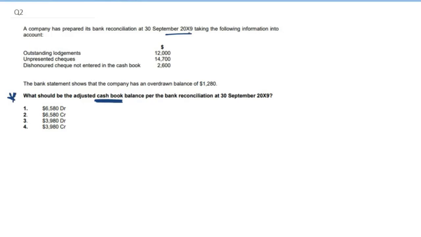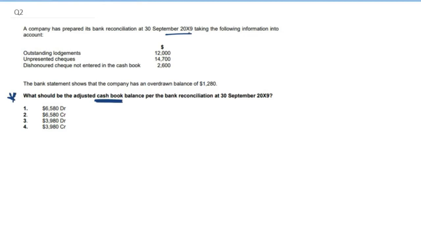Unpresented checks. This is where we've written checks maybe to our suppliers. So we've paid for some raw materials maybe. We've sent the checks off, but they haven't been cashed by our suppliers. So we've recorded the fact that we've technically made a payment to our suppliers by writing that check and sending it to them. But again, these payments haven't cleared the bank. We need to think about how we adjust for that in our bank reconciliation.